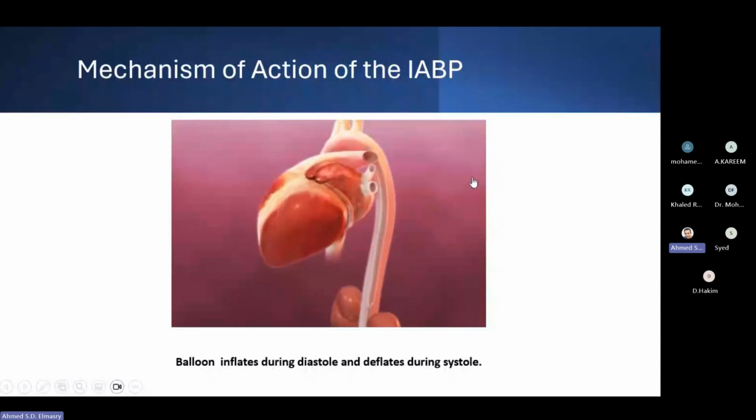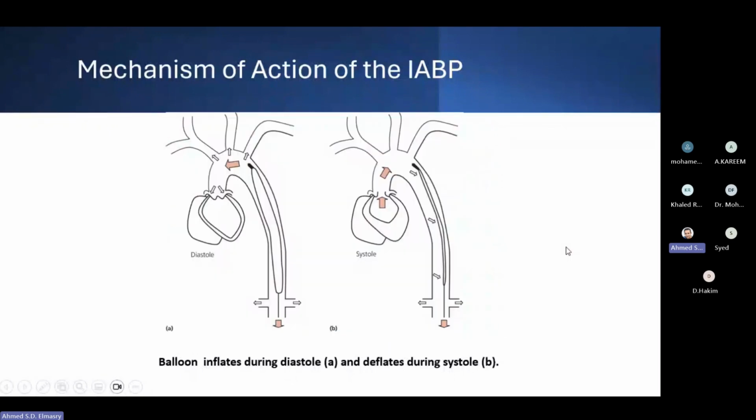And as we see here in this cartoon, during the diastole, the balloon will inflate, and during the systole, the balloon will start the deflation. Here, as we see, during the balloon inflation, in the upper half of the body, this will lead to displacement of the blood to the upper limbs, to the brain, and to the coronary. So it will maintain the organ perfusion during this phase, and distally, it will increase the blood flow to the kidney and also to the distal organs.